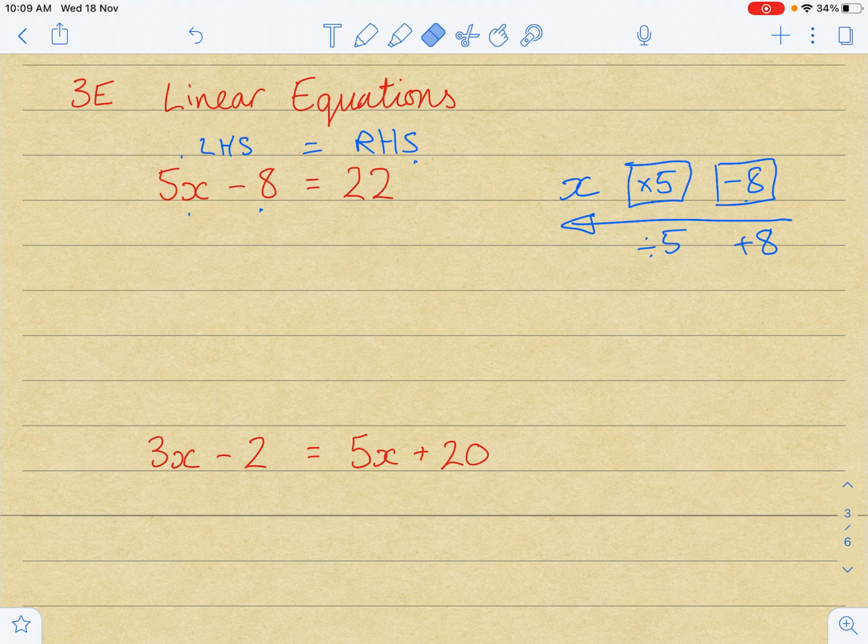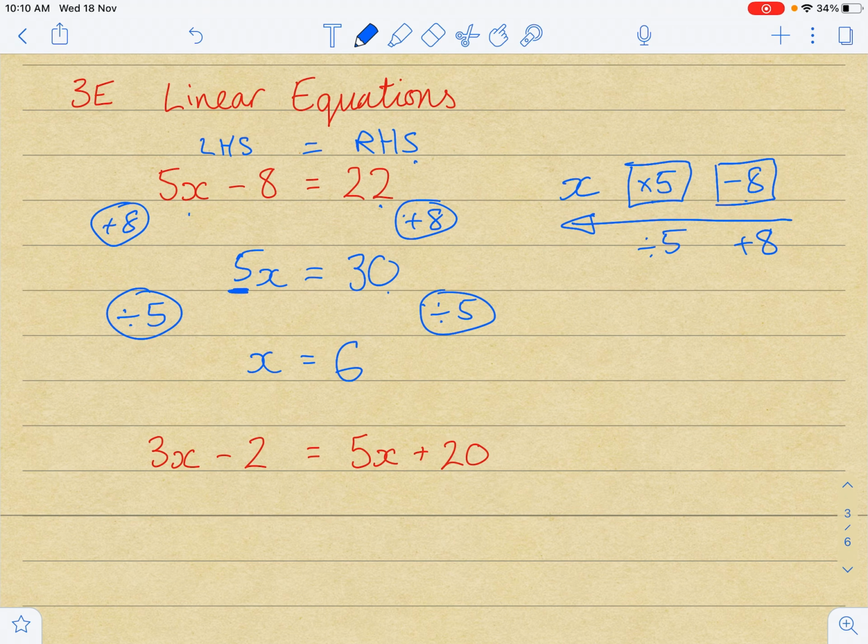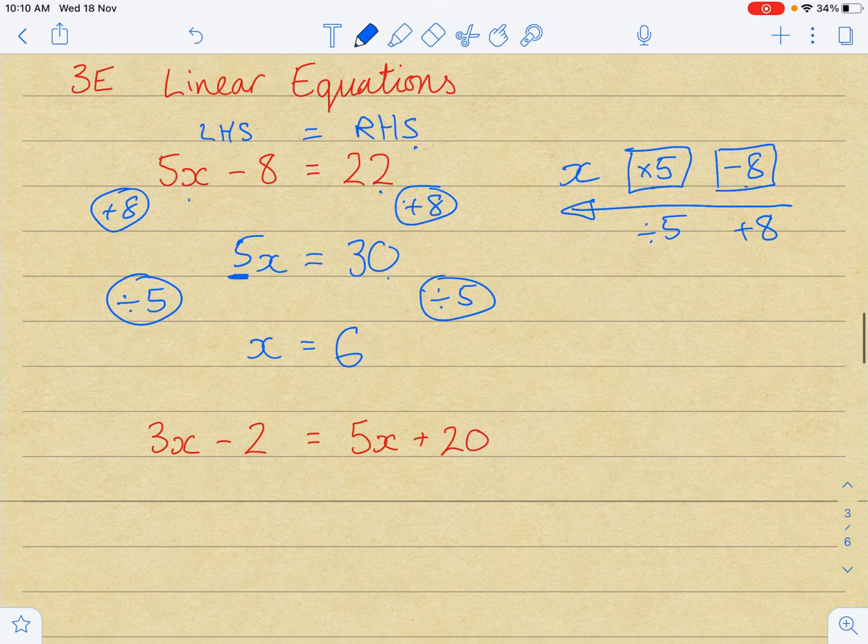First of all, add 8 to this side and add 8 to this side. Always do the same to both sides. Here I end up with 5x. Over here, 22 add 8 is 30. And then the last step, divide by the coefficient of x. So here, divide by 5, divide by 5, and I get x equals 6. 30 divided by 5 is 6.